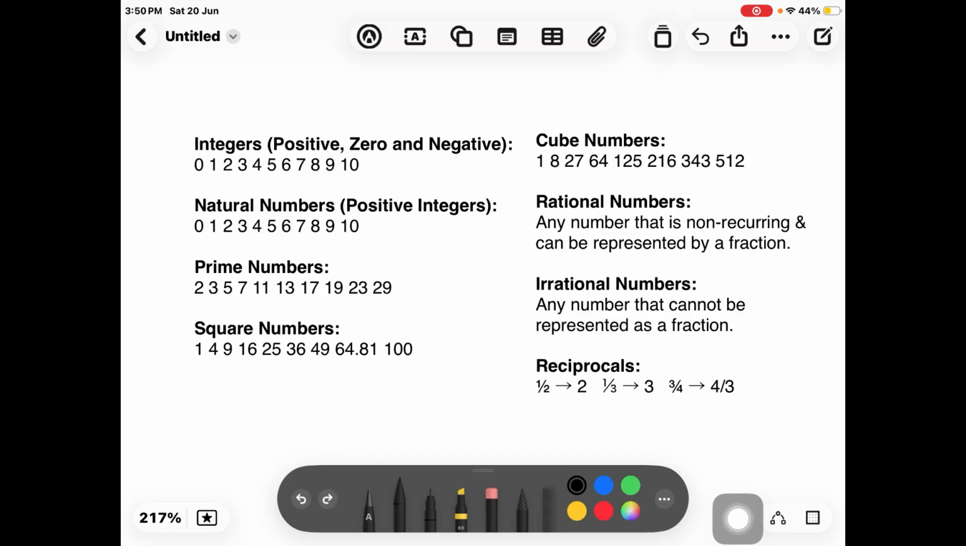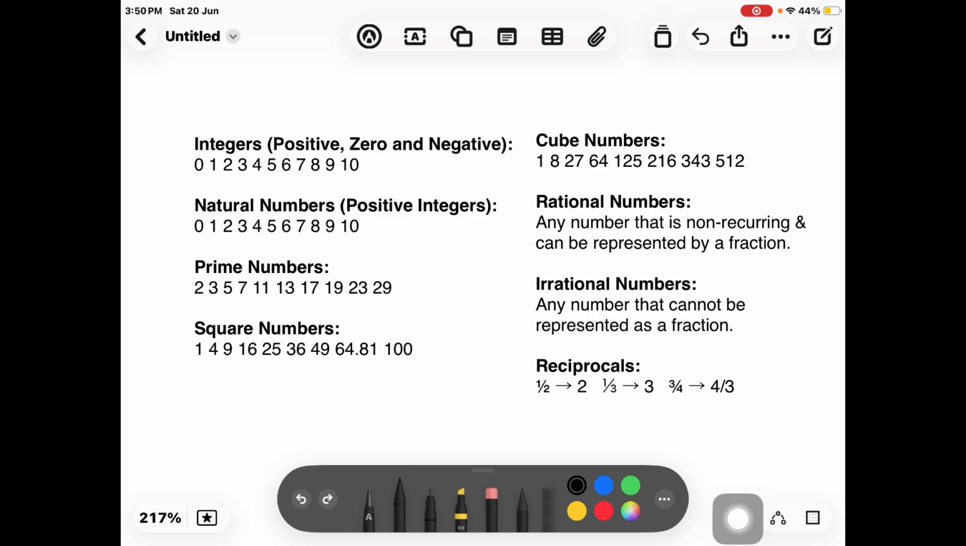But today, we're going to be starting with types of numbers. This is from the IGCSE course, subject code 0580 Mathematics. And this is types of numbers. So on the screen, we have 8 types of numbers.